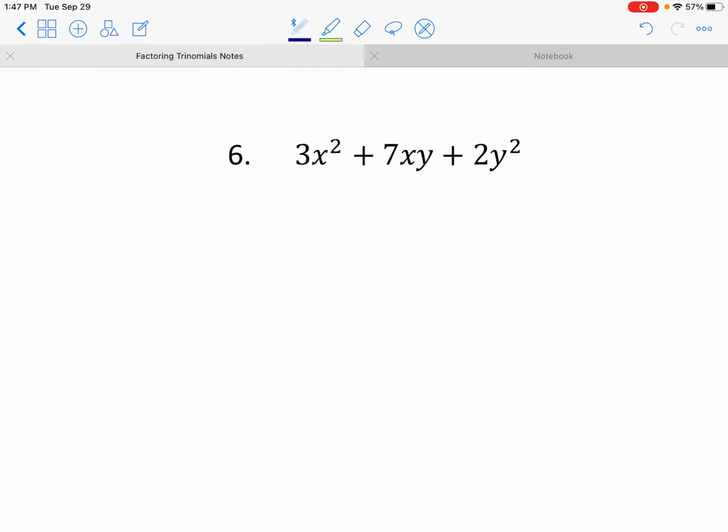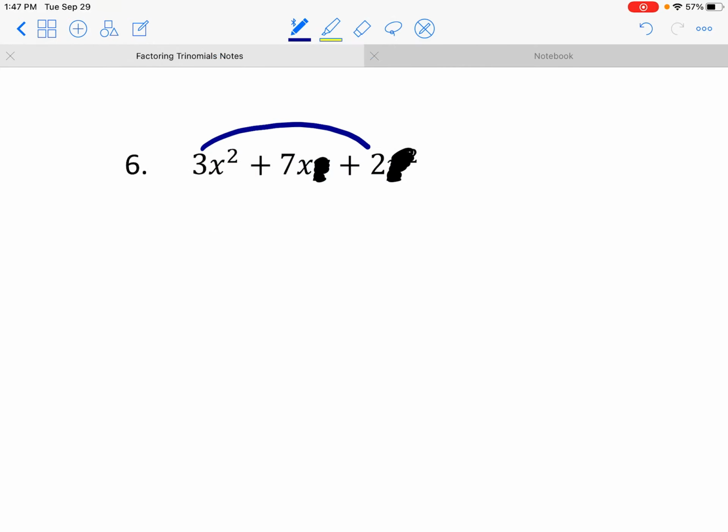So what makes this one look a little different is this extra y and this extra y squared. So let's just ignore it for a second, okay? If we multiplied our first number and our last number, the 3 times the 2 would make 6. And factors of 6 would either be 1 and 6 or 2 and 3. But I need the pair that's going to add, because this is positive, add to the 7 that's in the middle. So which pair gets me 7?